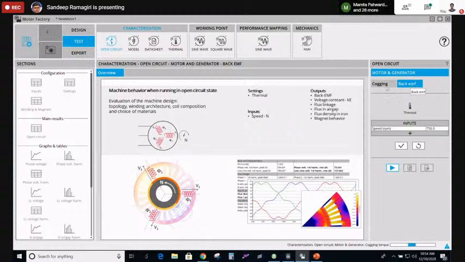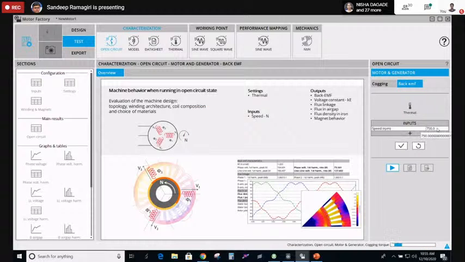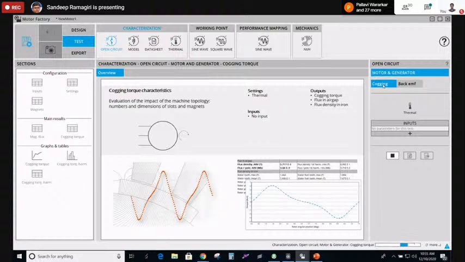For the back EMF test, look at what settings we need to do, what inputs are required, and what outputs you can get. You can just set the temperature. Let us say it's 80 degrees, and the input is that I want to get the back EMF at 1000 RPM. So I'll validate, I will run the model, and it will be able to run. That's what we need to set up.